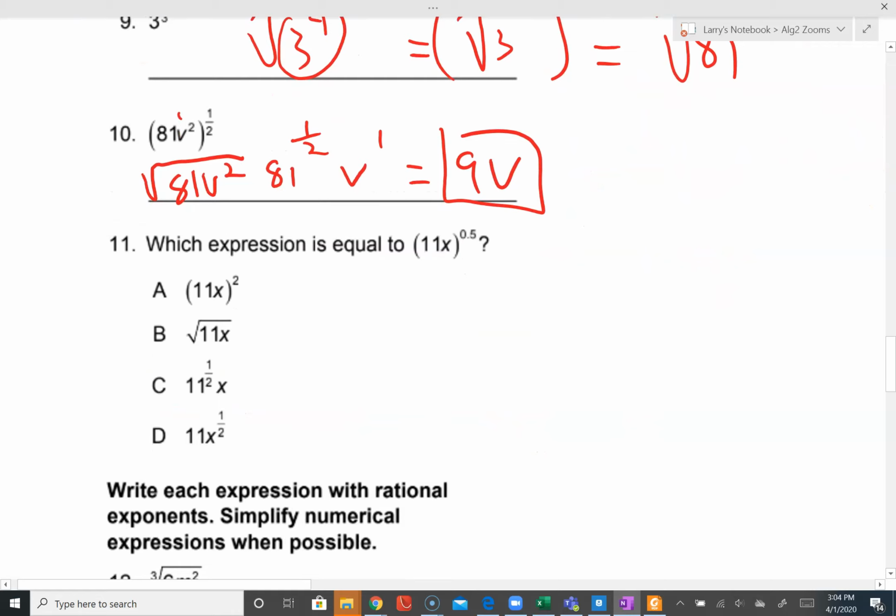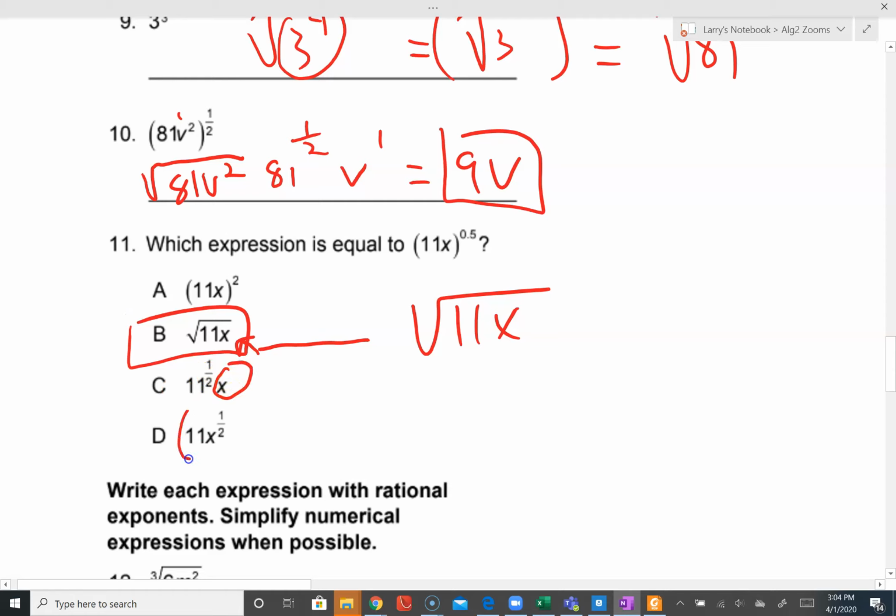All right, again, we have the 1/2 power. The 1/2 power is the square root. So this is the same as saying the square root of 11x. That is what B says. C is not right because it didn't take the square root of the x. D is not right. It didn't take the square root of 11. A is completely jacked up. They just changed the 0.5 to 2. That's no good. All right.